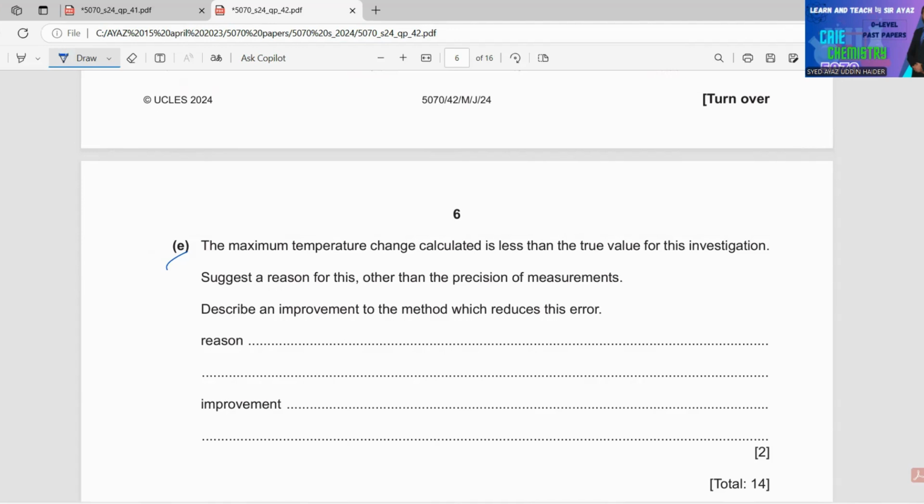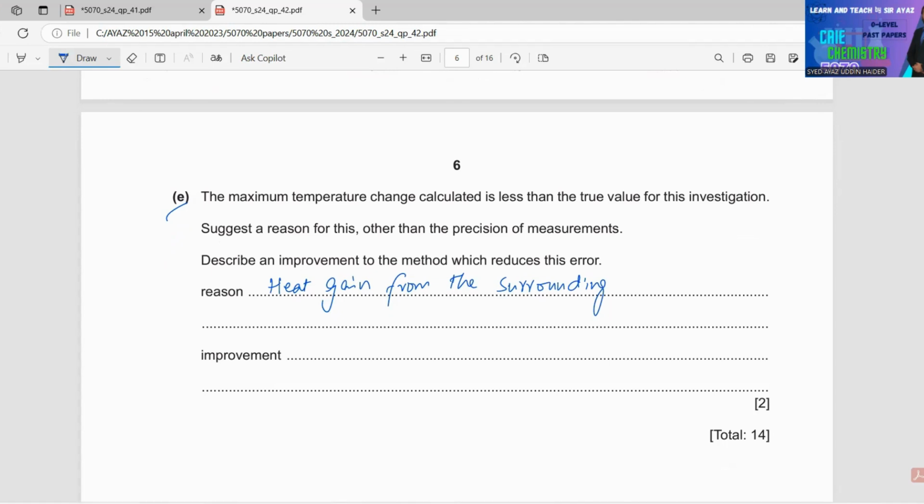So I will write: heat gain from the surrounding. Use polystyrene or insulated beaker. You can even use a lid to avoid this heat gaining from surrounding.